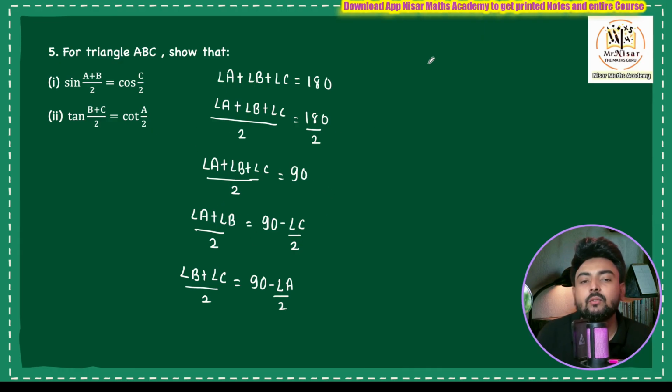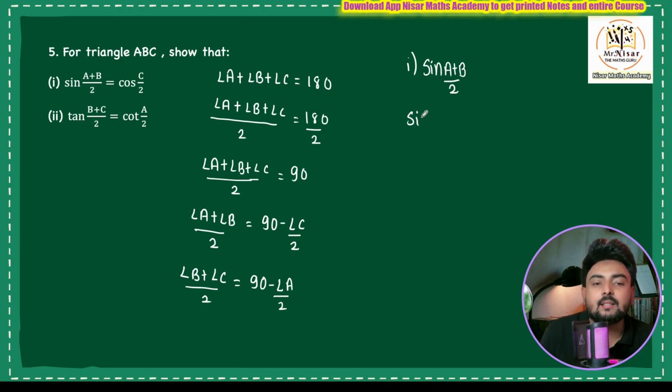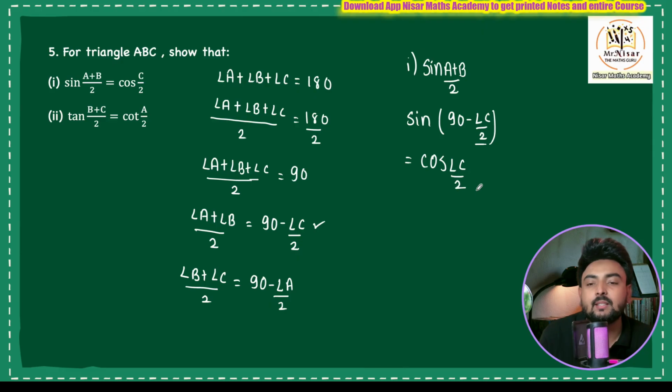Okay, now children, the first question we have is sin A plus B by 2. We have to prove this as cos C by 2. Fine, no problem. Can I say that the value of sin A plus B by 2 I have taken from here? What is the value we have for A plus B by 2? It is 90 minus angle C by 2. Come on, tell me, what is sin 90 minus theta? Very good, it's cos theta. So cos, here the value of theta is what? Angle C by 2.